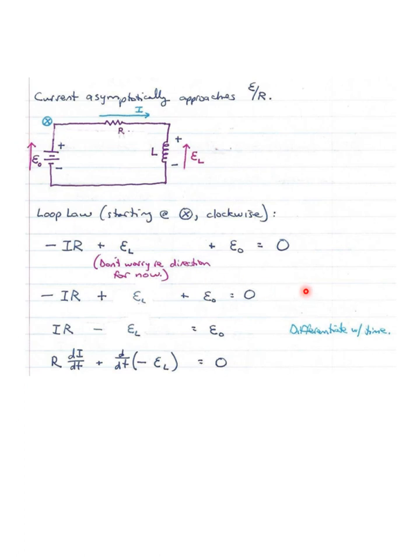And then let's rearrange it a bit. Let's get the two E's on opposite sides of the equation. So IR minus E sub L equals E naught. And then I'm going to take the time derivative of that entire equation. So we have R times di dt plus the time derivative of negative E sub L equals the time derivative of the voltage from the battery. Well, that's constant, so the time derivative is 0.